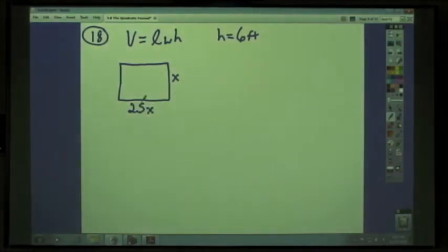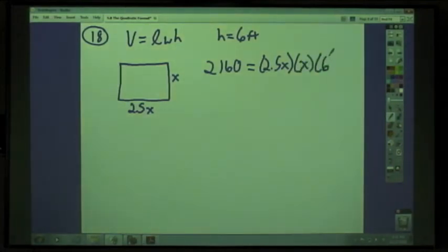So you have all you need now. You have the length, you have the width, and you have the height that was originally given to you in the problem. You also have the volume that was given to you. It tells you that the swimming pool is 2,160 cubic feet of water. So you set up your equation by setting 2,160 equal to the length of 2.5x times the width of x times the height or depth of the pool of 6.